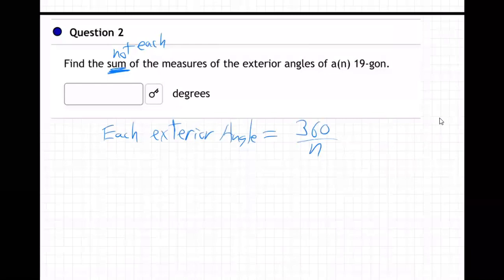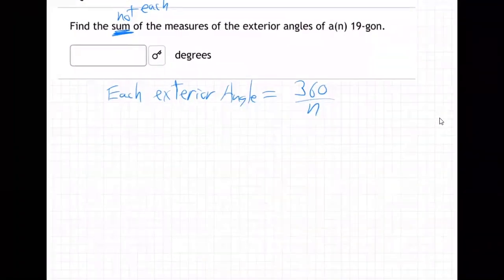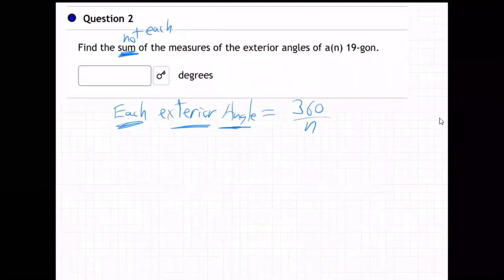So what are we going to do? Each exterior angle is 360 over n. So add all of them together once you get whatever 360 over n is. Yeah, it's actually a little tricky. So this is each exterior angle, and we want the sum. The sum means add them up, right?